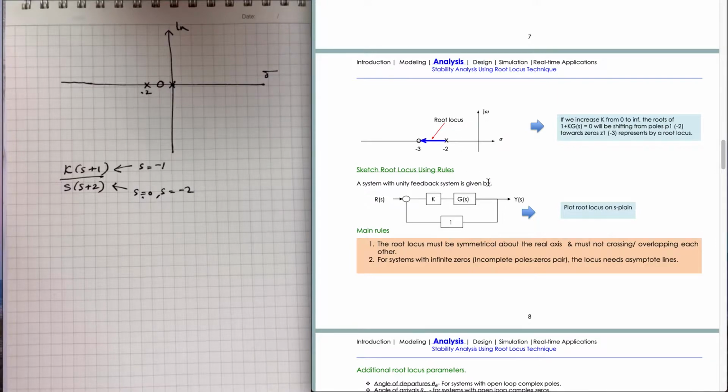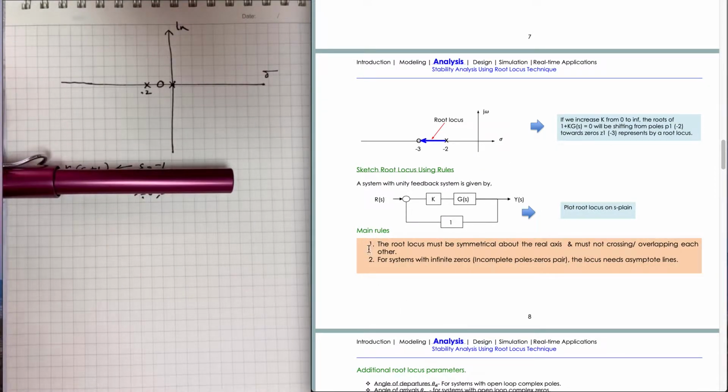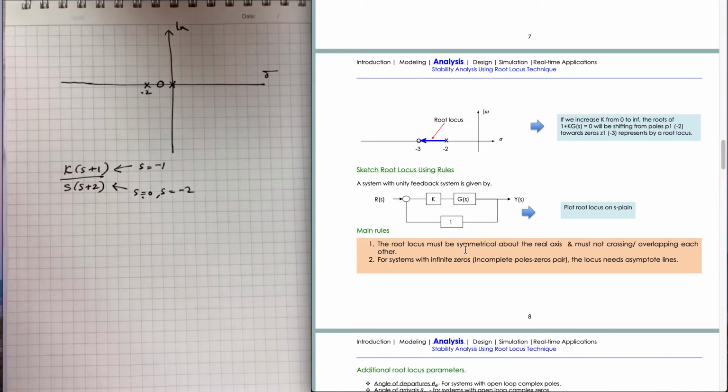Now, because calculating the roots and the zeros for a closed loop system is very troublesome, we need to use the rules, all right? There are a few rules to follow in order for us to plot the root locus. The main rules are, first, you need to see these two rules first, okay? The root locus must be symmetrical about the real axis and must not cross or overlap each other, okay? That's the first rule.